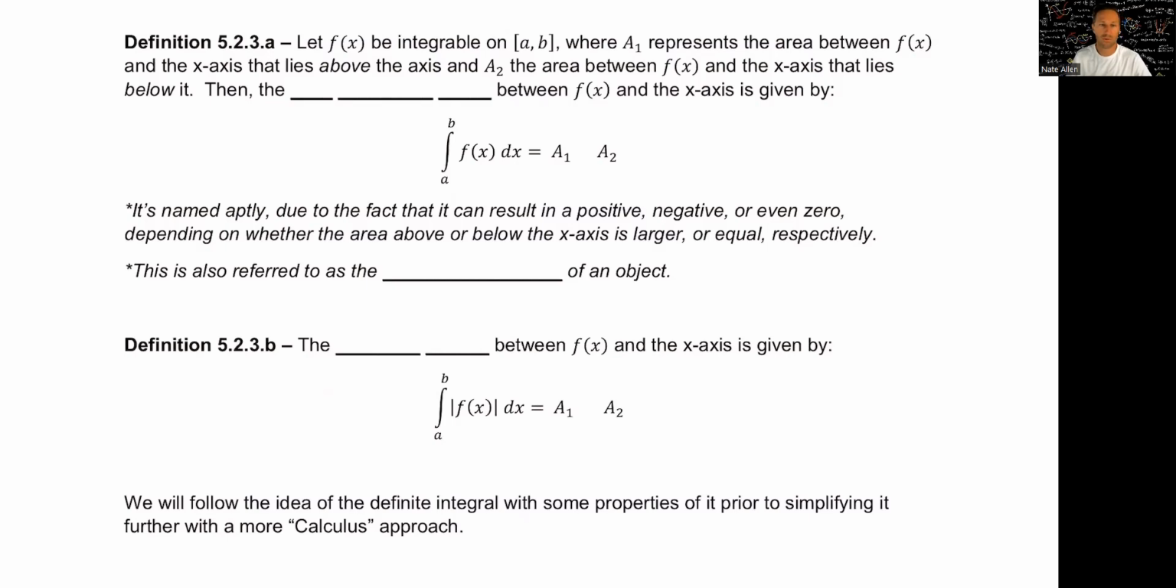The first one, 5.2.3A, is called the net signed area. And as long as it is continuous, then we know it's integrable on that closed interval. And if we have two different areas for this function, one that lies above the x-axis and another that lies below it, then what would we have to do in order to combat those negative values down below? We'd have to throw a negative in front of it.